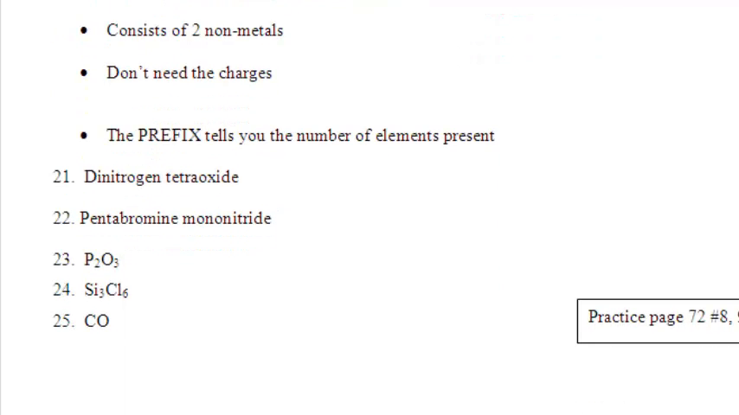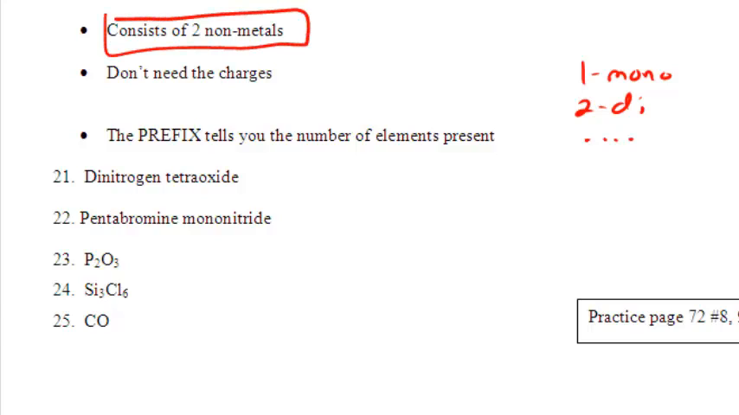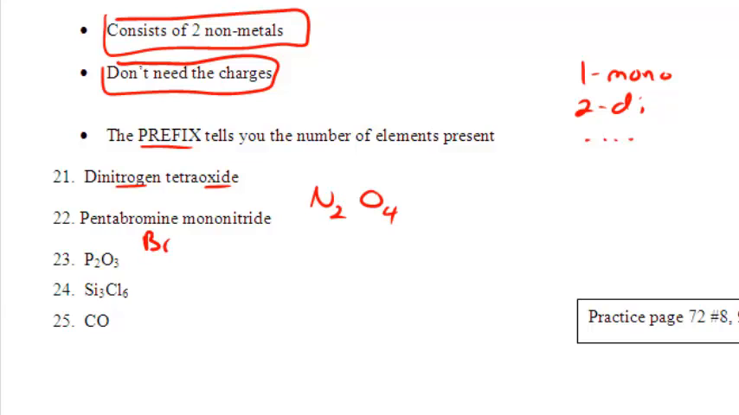It should be fairly straightforward because it's going to use the same prefixes as we did for the hydrates. Whereas 1 is mono, 2 is di, etc. If you look at this, here are the steps. It consists of 2 nonmetals. They don't need charges. The only thing you use is the prefix. For example, nitrogen, N, oxygen, O. How many of each of the elements? Di means 2, tetra means 4. There's the formula for it. If you look at bromine, Br, nitrogen, N, penta is 5, mono is 1, so we don't have to do anything.